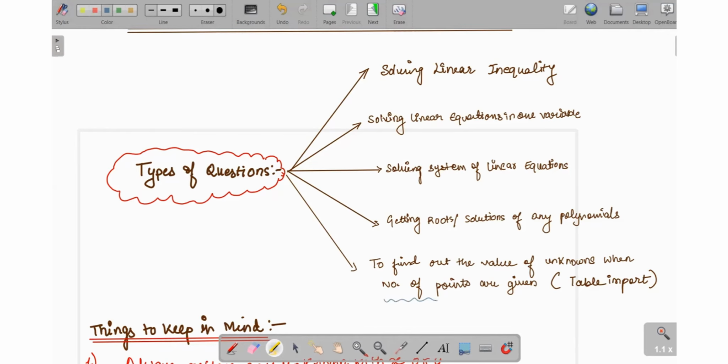There are some types of questions in SAT where they provide us the points and ask us to determine the values of the unknowns such as A, B, C, P, Q, R, S, T, or any variable. Whenever you see these kinds of questions, you are supposed to import a table on Desmos. This is a feature which I will be discussing soon in one of the practice questions with you.